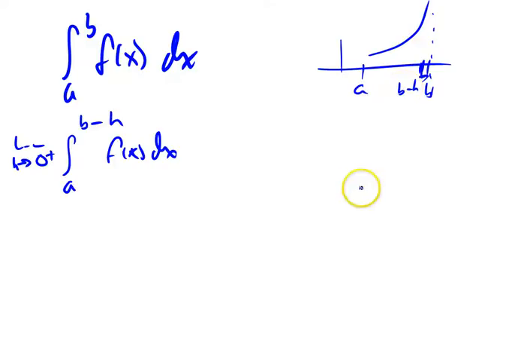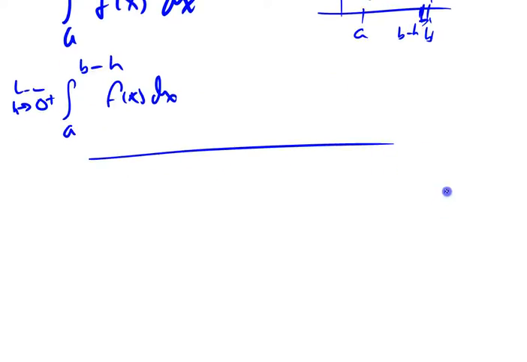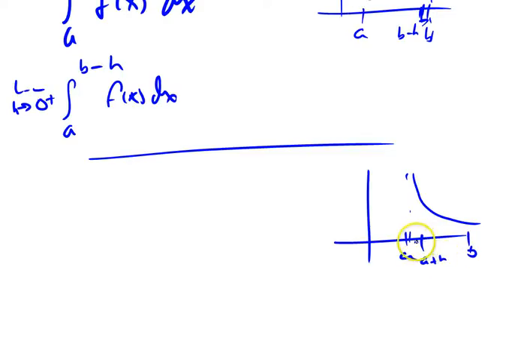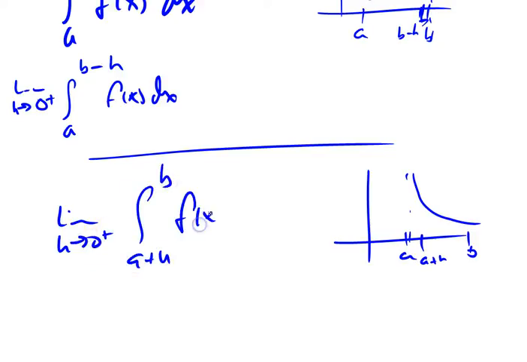Likewise, if I were doing it on the other end, if I had the asymptote at a, so that the asymptote's here and the graph might look something like that, then I'm going to start at a plus h and then let h go to 0. So on this end, I would be looking at the limit as h goes to 0. H is positive, so h is going to 0 from the right. The limit of the integral from a plus h to b of f of x dx. Okay.